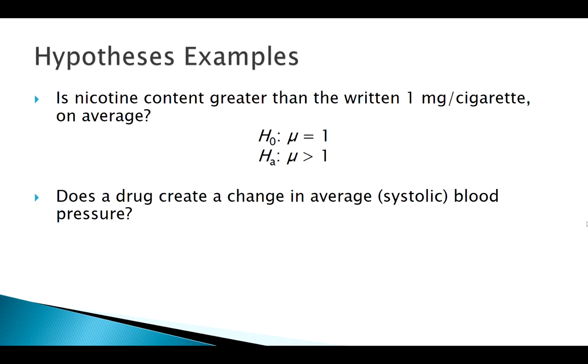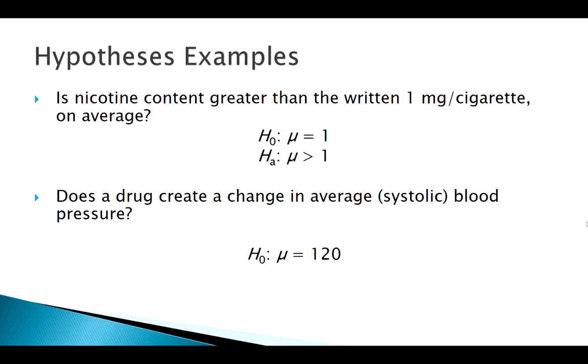We want to see, does a new drug create a change in average systolic blood pressure? Systolic is that top number. Your average person has a systolic blood pressure of about 120, so our null is that mu is equal to 120. But what is the alternative here?